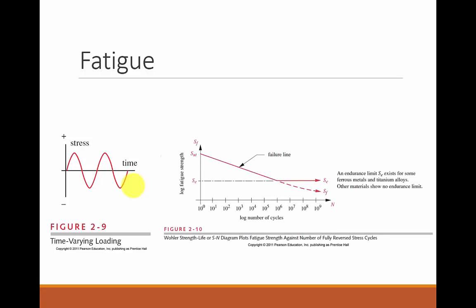If we graph what happens, here is a log scale showing 1,000,000 cycles, and it's showing that some materials will continue to get weaker forever, whereas other materials, after a certain point, no longer get weaker. So we'll say that there exists an endurance limit for some materials, while some materials don't have an endurance limit. We'll talk about this in great detail throughout the semester, but just as an introduction to the concept, I wanted to lay it out for us today.